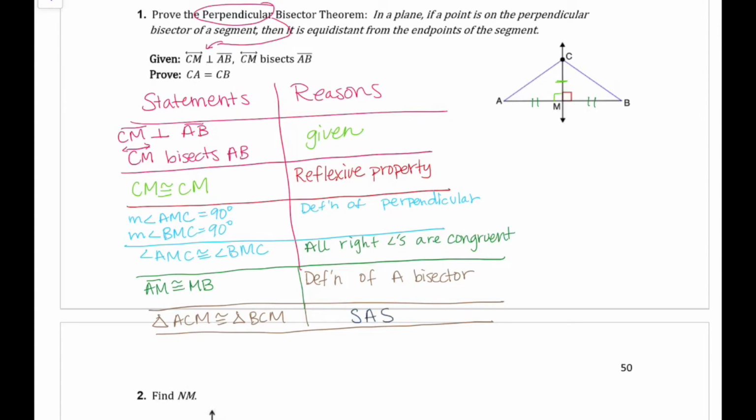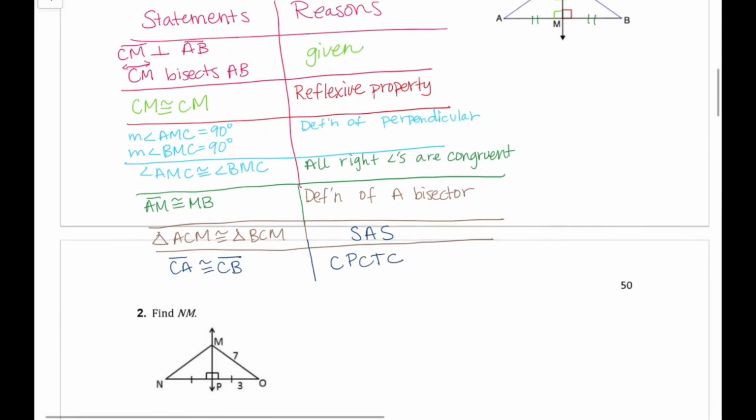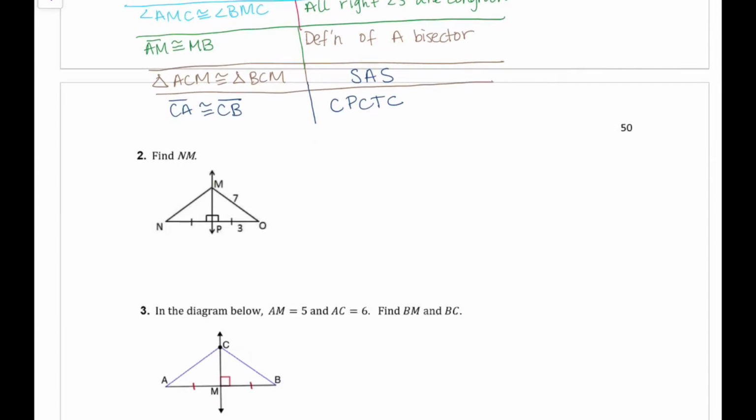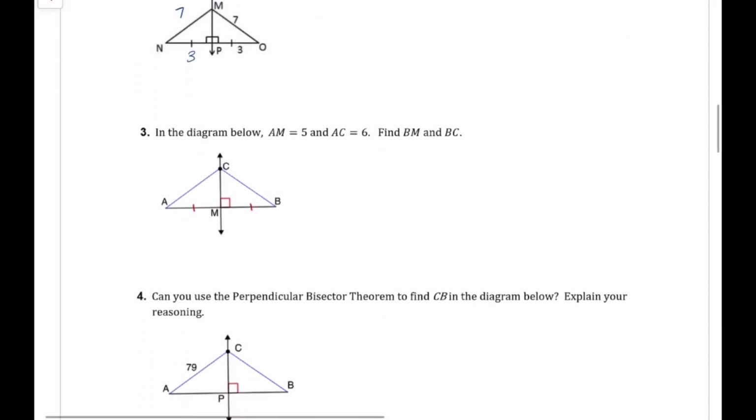Now, since these two triangles are congruent, all of the parts of the triangle have to be congruent. So CA is going to be congruent to CB because of corresponding parts of congruent triangles are congruent. On example 2, I have MO is equal to 7, so NM has to equal 7. And the reason for that is because it is on a perpendicular bisector.